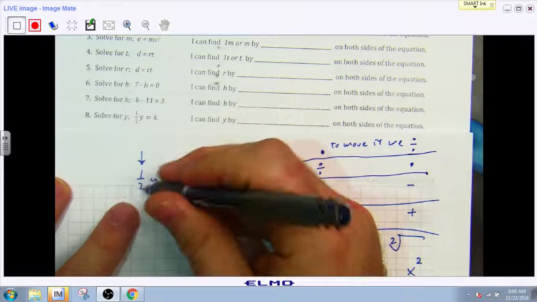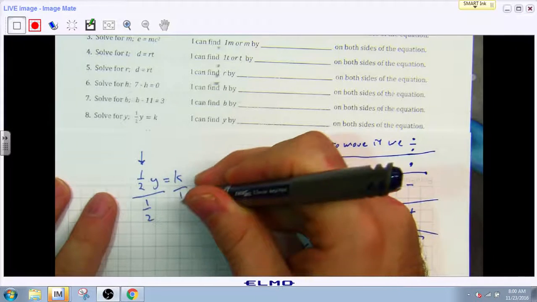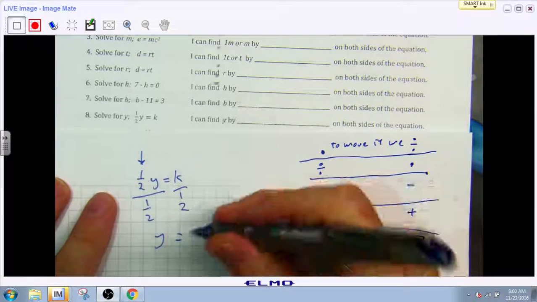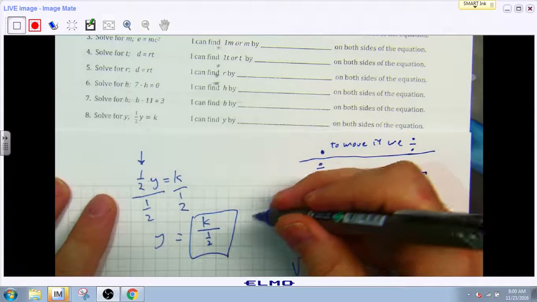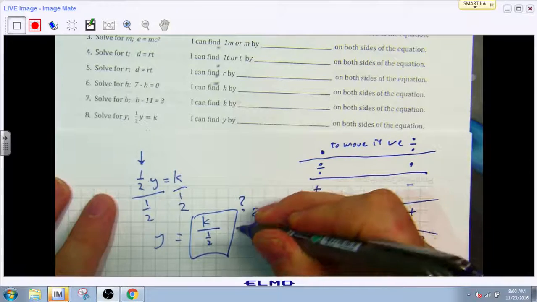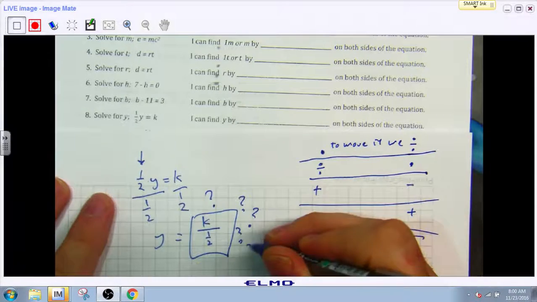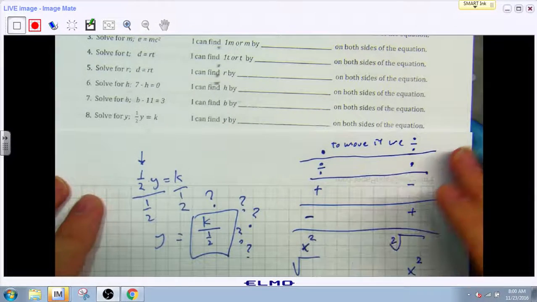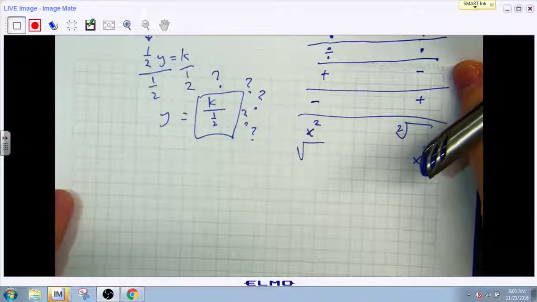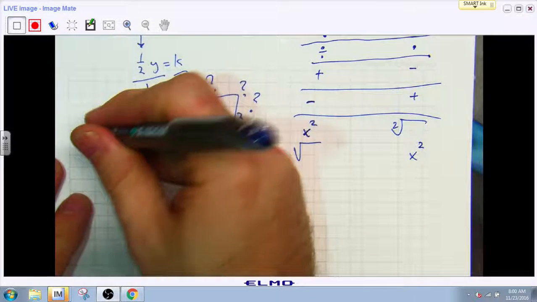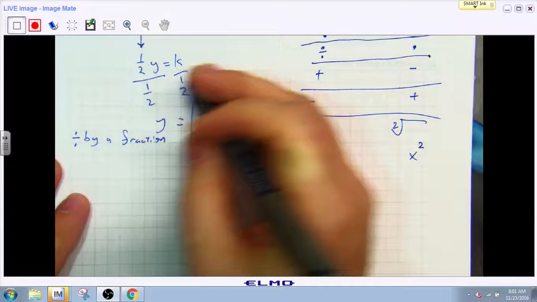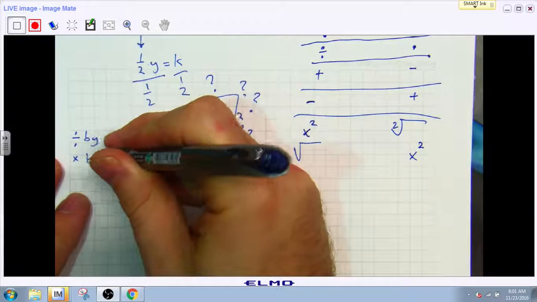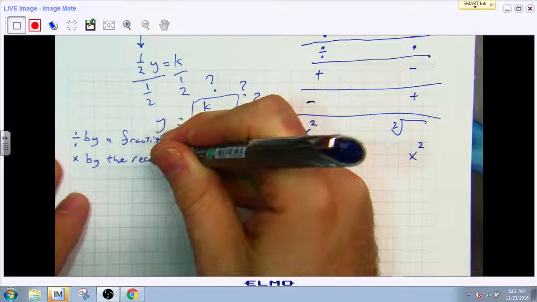Now, what happens here is we can divide by 1/2, divide by 1/2, and so we get y equals k divided by 1/2, and this looks really weird, right? We're like, this doesn't look right. This isn't exactly what I want to be doing. And so what I really want us to remember are some of our fraction rules. And so we know that whenever we divide by a fraction, it's the same as multiplying by the reciprocal.